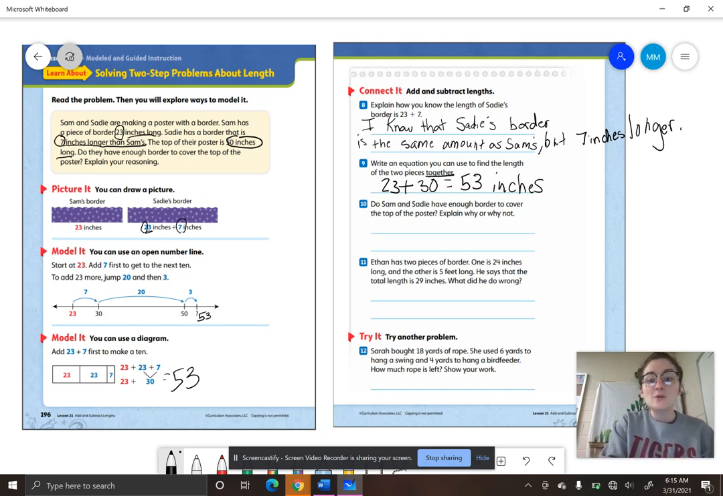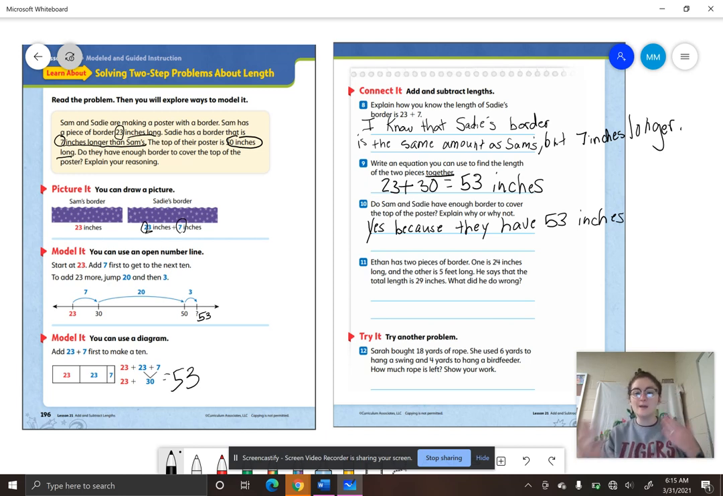Yes. So we could say yes, because they have 53 inches. And how many more inches is 53 than 50?